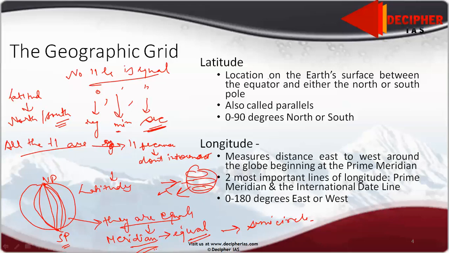So the location on the Earth's surface between the equator and either the North or South Pole will be latitude. It is also called parallel, but I have told you the difference. It can be maximum till 90 degree, north or south. The longitude is from east to west or west to east. If the Greenwich meridian is to the west, we will take to east. If it is to the east, we will take to west. So we can find out the angle, and it can be maximum inscribed till 180 degree east or 180 degree west.